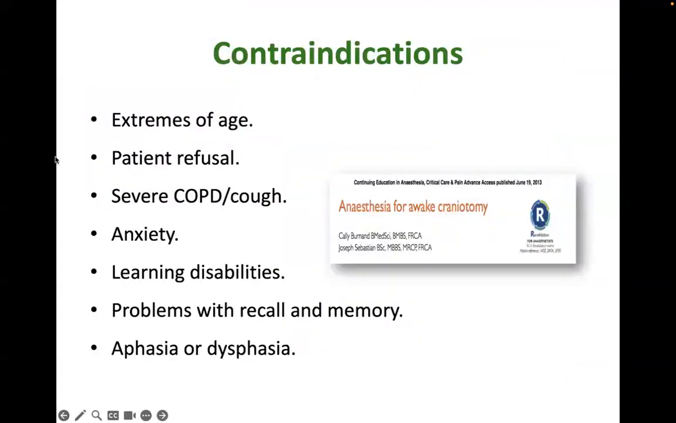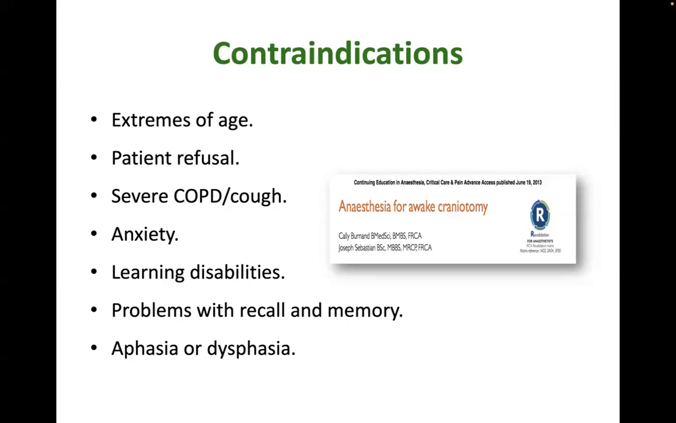So what are the contraindications? First, the absolute contraindication is patient refusal. Your patient is not willing for the technique, so please don't push your patients for the technique. Similarly, at times, extremes of age are important because of the issues related to understanding. Similarly, if the patient has severe COPD, cough, they can't lie flat, and they have severe cough or sputum and all those kinds of things. So these are all relative contraindications.